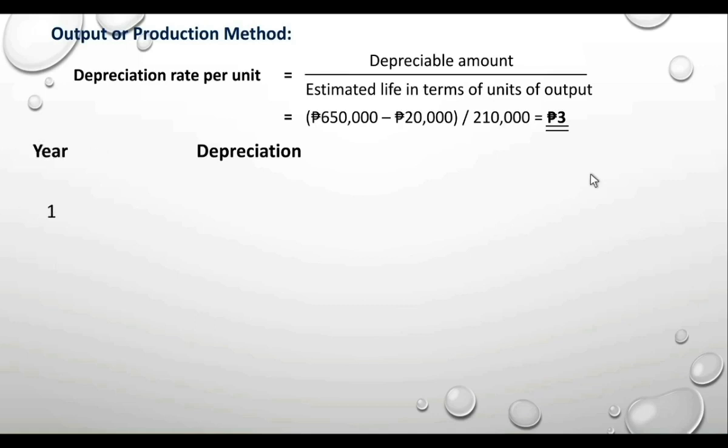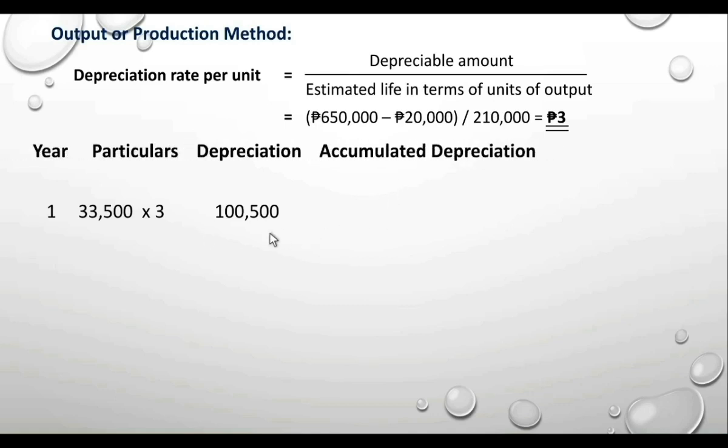Para makuha yung depreciation expense for the first year, i-multiply natin ang actual working hours ng machinery for that period of 33,500 as given in the problem by this 3 pesos. And that gives us the amount of 100,500. Dahil wala pang balance ang accumulated depreciation before we make the adjusting entry to record the depreciation for the first year, pagkatapos nating gumawa ng entry, ang balance ng accumulated depreciation ay itong 100,500 din na depreciation expense.